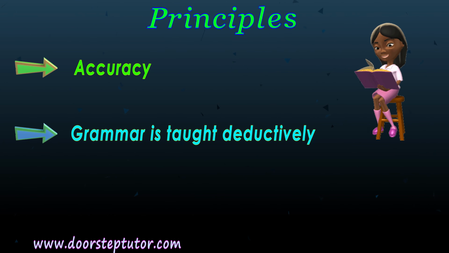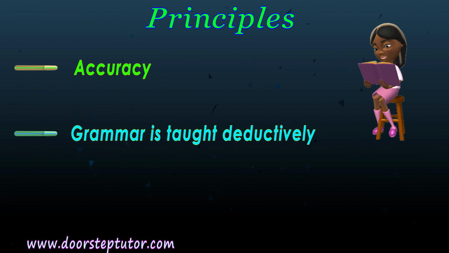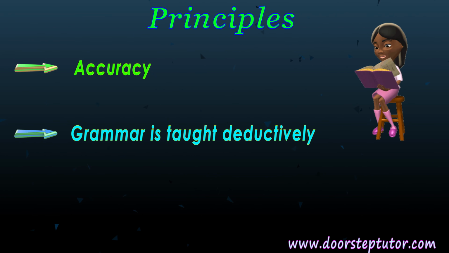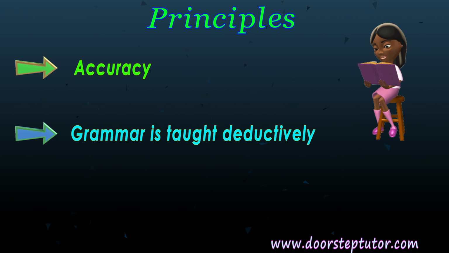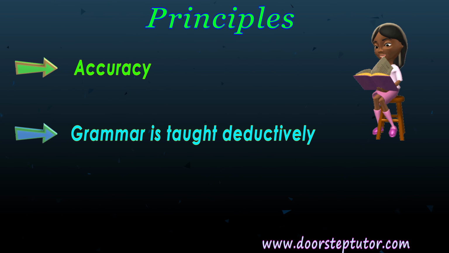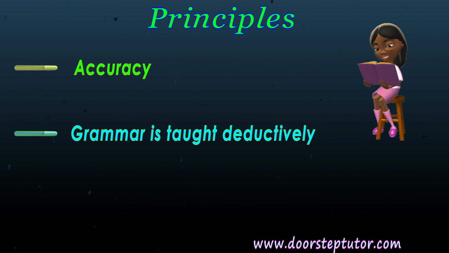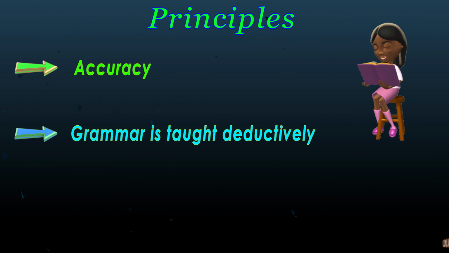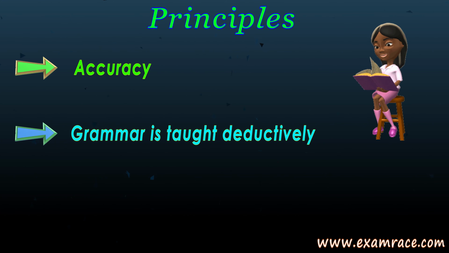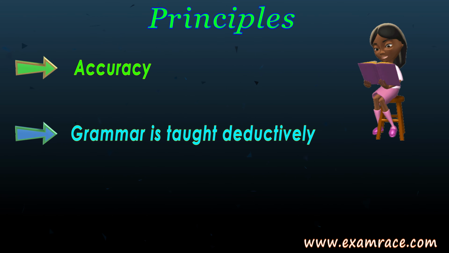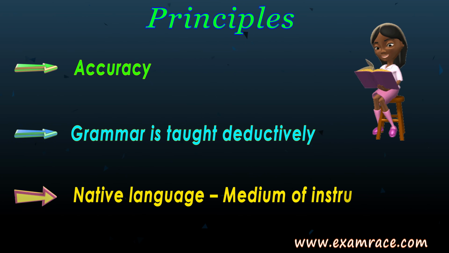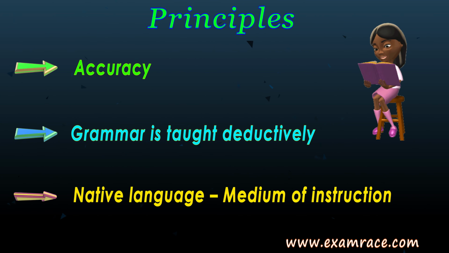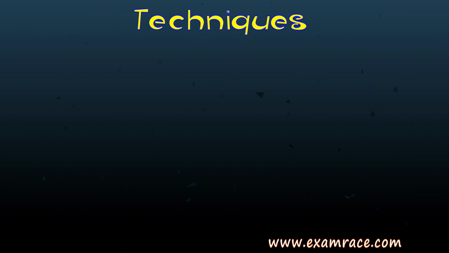For example, take this: the birds fly. The sentence pattern is SV. So, the birds fly, the sentence pattern is SV. This is one example. I am applying the same rule, SV, to another example, the dog barks. That would also have the sentence pattern SV. So I am applying one rule to another example, which also comes out correct. The student's native language is the medium of instruction, which makes it much easier for the students to understand. Now we shall look into the classroom techniques followed in the grammar translation method.